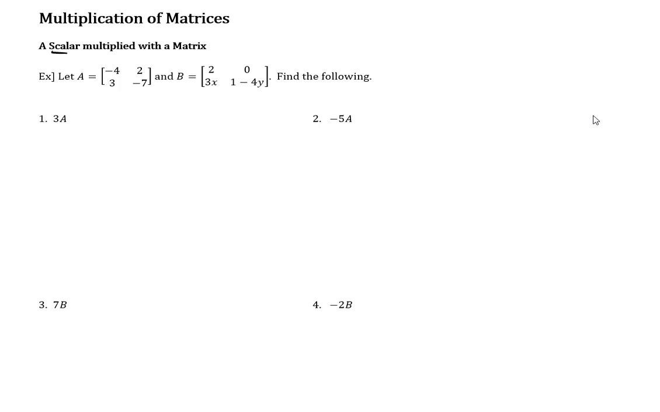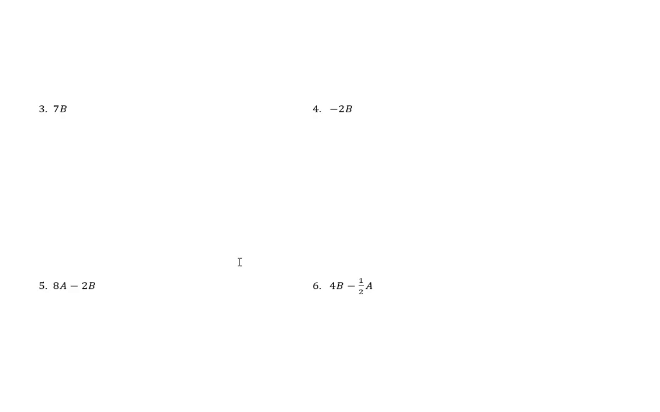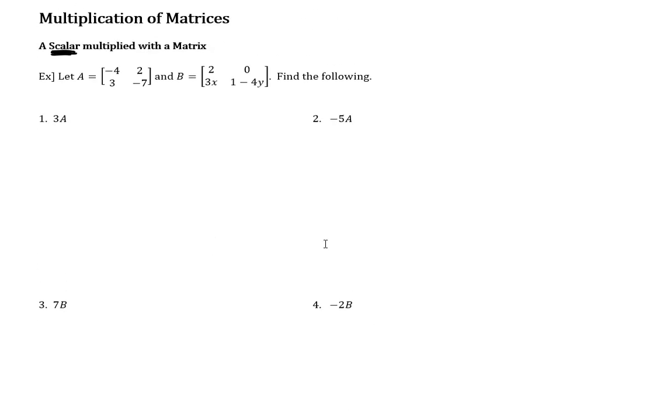So a scalar, the vocabulary is not written, is just a number that's in front of a matrix that will multiply every term. So it's almost like it distributes. And then your matrix is the numbers that are inside a bracket, kind of like a table. In this problem, they give us two matrices, and then they want us to do all sorts of scalar multiplication with it.